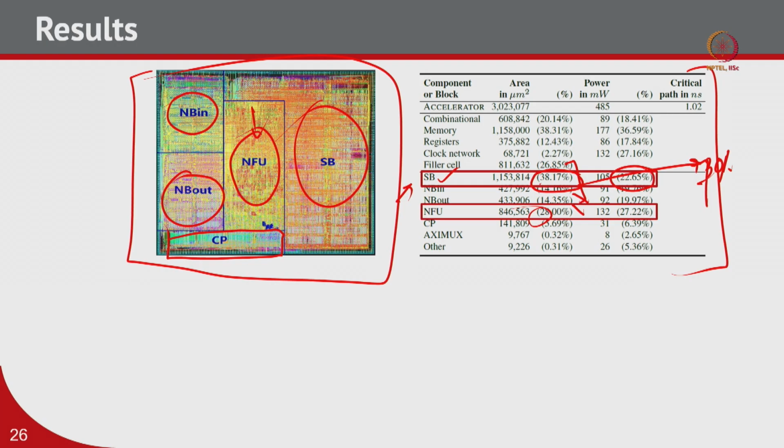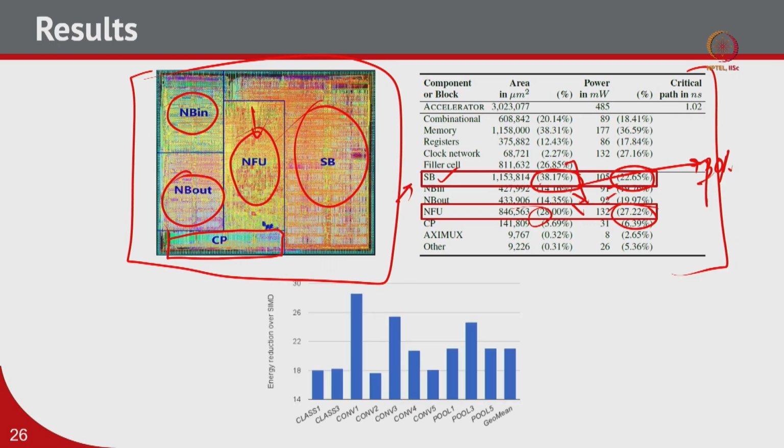DNN algorithms, right. So, not only area, if you talk about power, then also you can see that 22% is consumed by synapse buffer, then another 20% each is consumed by the NB in and NB out. So, that is a total of more than 60%, right. But at the same time NFU, the compute unit, is only taking 27% of the total power, correct. So, both area and power wise, computation might not be the bottleneck, memory can be the bottleneck. So, here the memory is nothing but this synapse buffer, input buffer, as well as the output buffer, right.